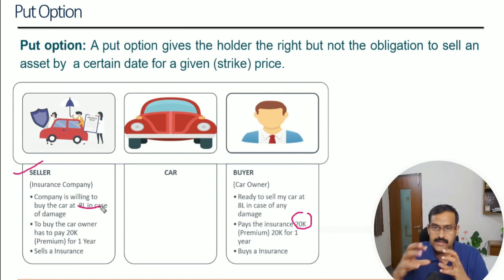So that means in the case of any event to the car, the put option goes in the money, and the seller of a put option needs to have that much money, in this case 8 lakhs, to give to the buyer. So that is how the put option works.